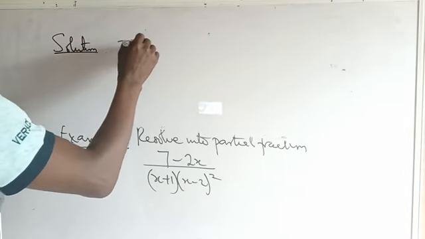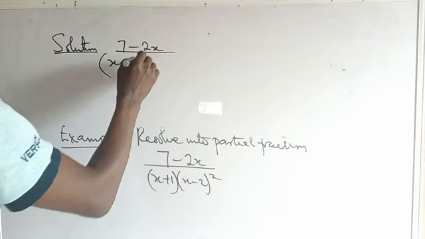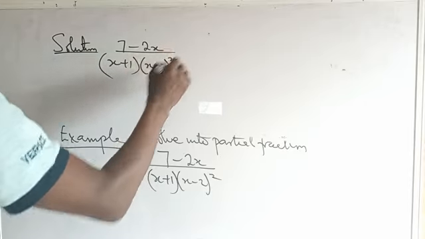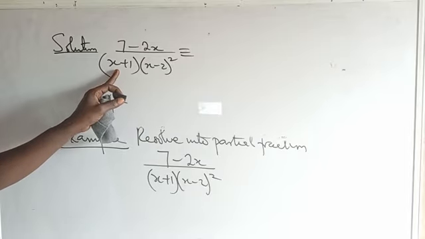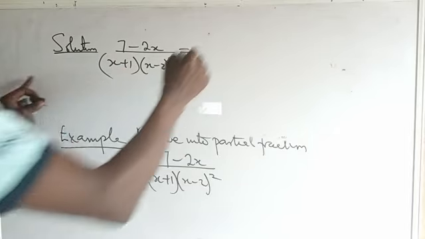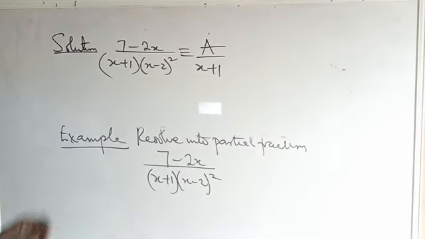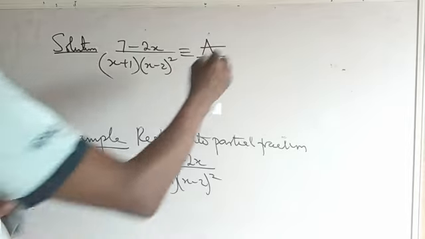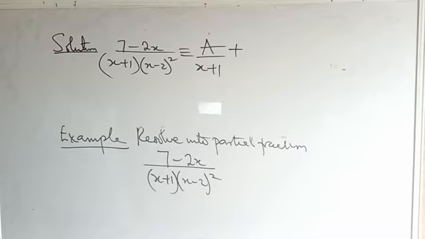We have 7 minus 2x all over x plus 1 into brackets x minus 2 all raised to power 2. So we solve it as, now you observe that the first element here is a linear factor. So we are going to use rule 1, A all over x plus 1, because this is a linear factor. So we introduce one constant there. Plus, now this other one is a linear factor, but it is repeated. So that means we are going to repeat this linear factor twice. Invariably, we are saying that we need two constants.